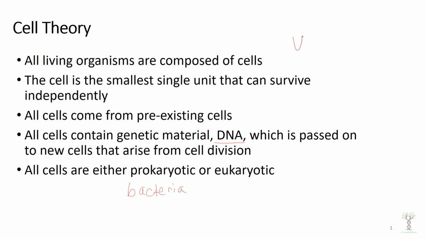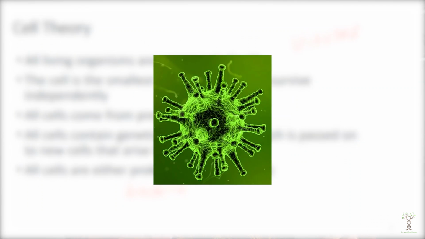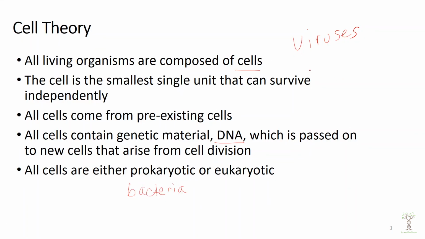I want to talk about viruses. They are not considered living things because they are not composed of cells. They are made of a protein capsule. They can't survive independently; they have to live within other cells. Their genetic material can be DNA or RNA, depending on the type of virus. Viruses can't be eukaryotic or prokaryotic, but they can infect both. In this video, we are just looking at prokaryotic and eukaryotic cell types.